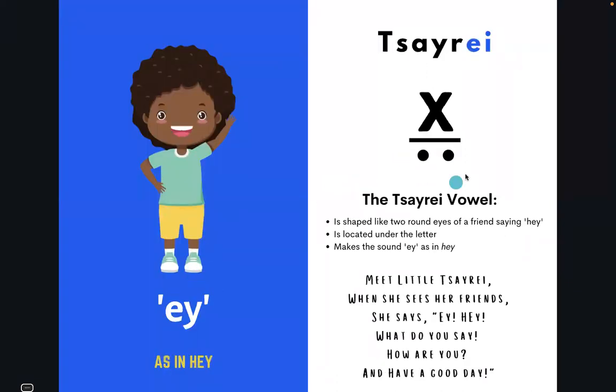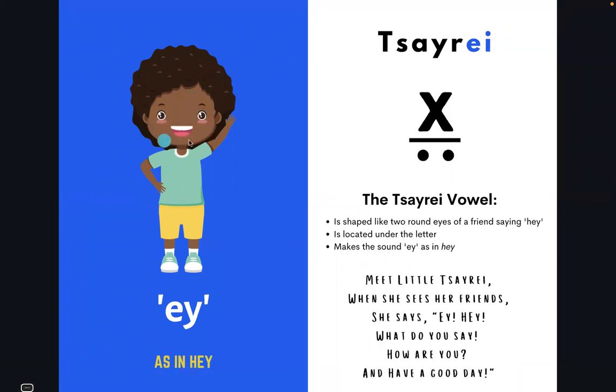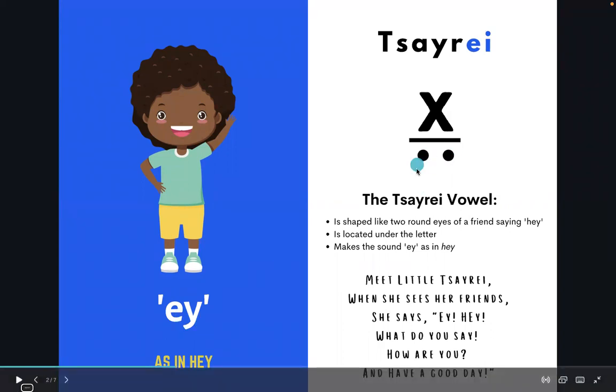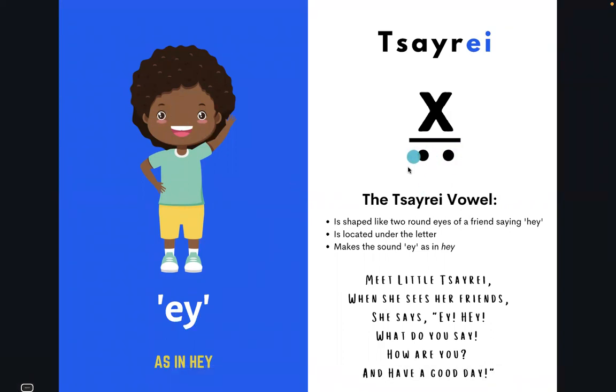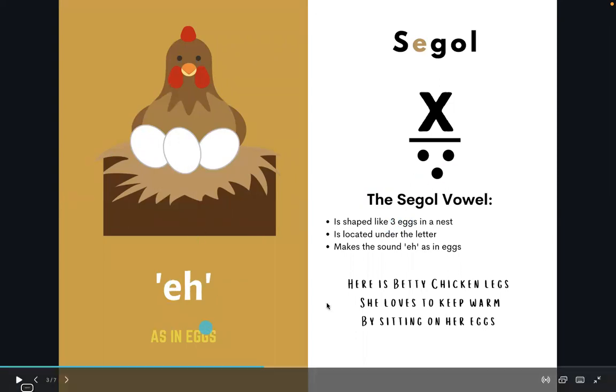Next we have the tsere, which says E as in hey. It's the two eyes of tsere, saying hi. Hey, hey. This is your icon to remember the sound of tsere. And this is the segol. These three dots remind us of 3 eggs in a basket. And so the segol says e as in eggs.